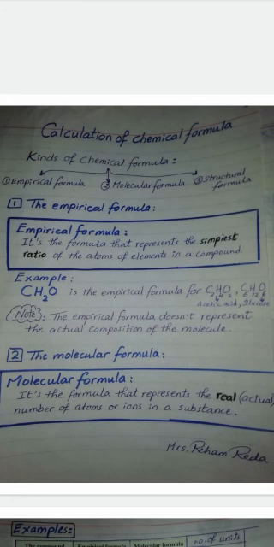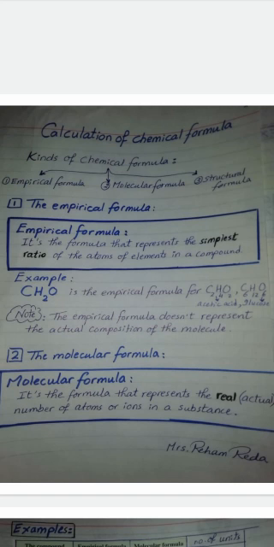Let's explain the first point. What are types of chemical formulas? There are three types of chemical formulas, which are empirical, molecular, and structural formulas. You will study the structural formula in details in Senior 3.